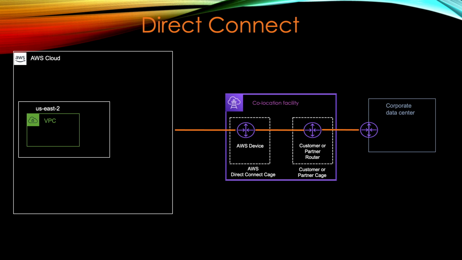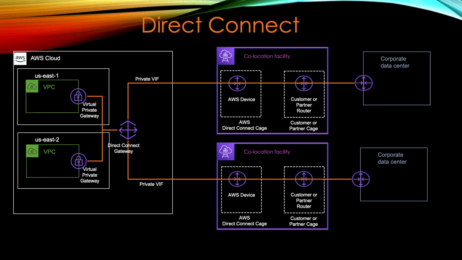After doing this, you can create your private VIF, public VIF, or transit VIF. So that's how Direct Connect or the Direct Connect gateway will be set up, and you can start flowing your traffic between the AWS cloud and your corporate data center.